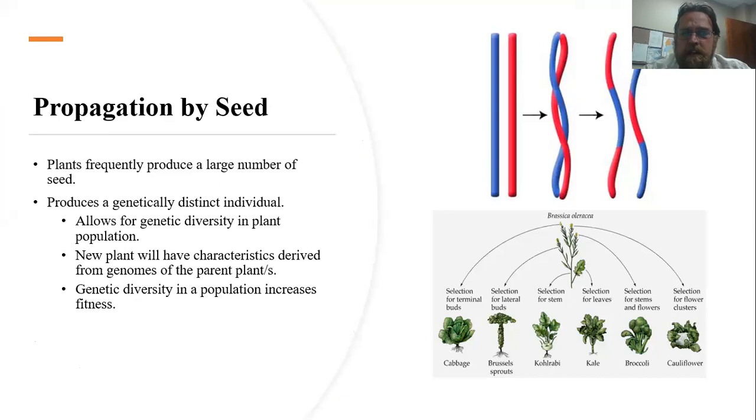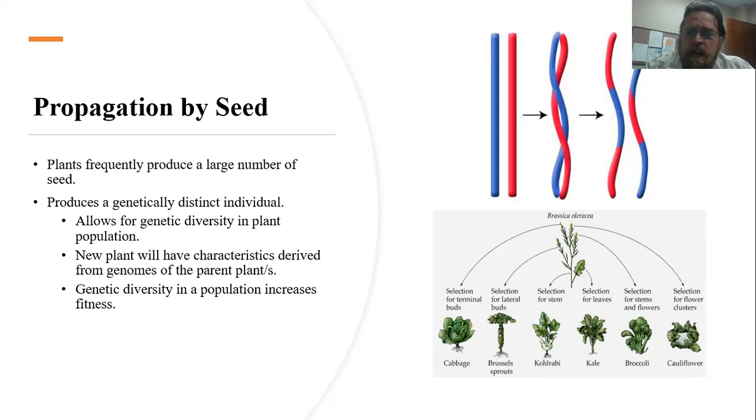And we're fortunate that plants tend to produce a large number of seed. The advantage of using those seed as a form of propagation, firstly, is that it tends to be relatively inexpensive if we're purchasing seed, or we tend to be able to gather a fairly large number of seed from plants, so we can propagate that large number of plants fairly quickly. The other side of that is that because we're getting the combination of those gametes, the male and female, we get a genetically distinct individual, and that allows us to maintain the genetic diversity that is there in the plant population.